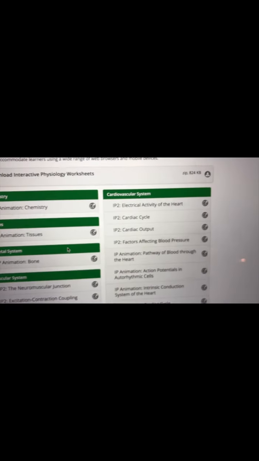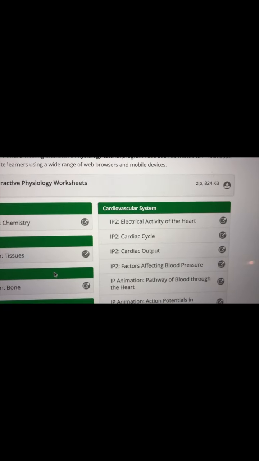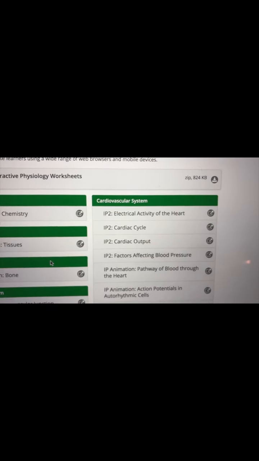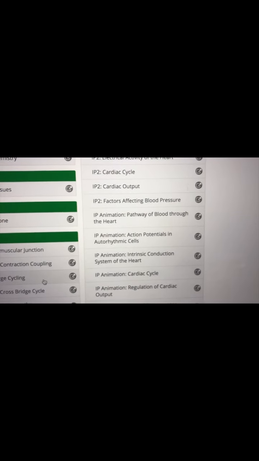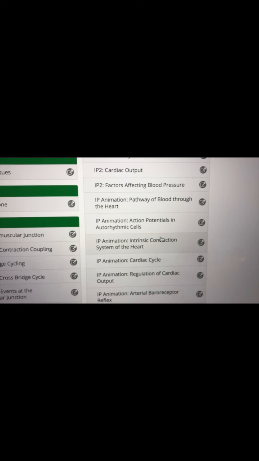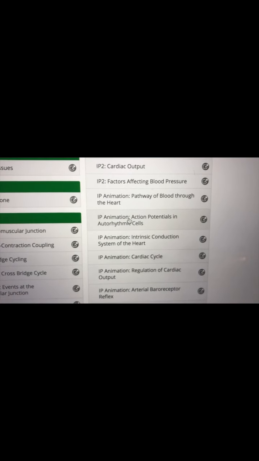I've already opened the cardiovascular system. So to give you an example of something we've been talking about, I'm going to click on action potentials in autorhythmic cells, and you can see what that looks like. So we'll click on play, and you can get an idea of what one of these looks like.